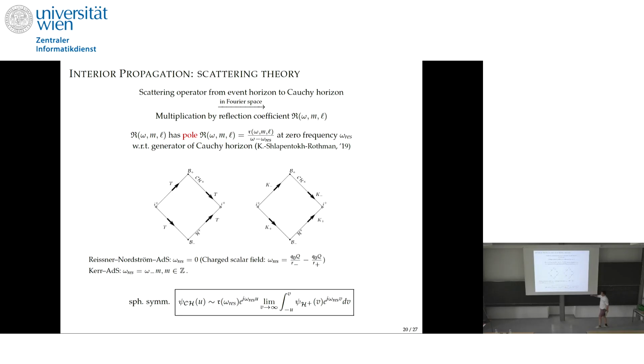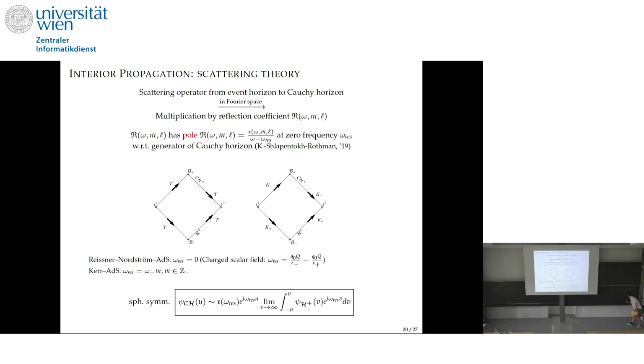Associated to incoming radiation, we can define certain scattering states, and the scattering on the interior then means that the scattering state associated to the event horizon, which I denote R_H^R, we could write it as exact, of course, because this is a second order ODE, as a transmission coefficient, which depends on A of omega, M, and L of the scattering state associated to the left Cauchy horizon. So how much energy gets transmitted through to the left, and how much energy gets reflected to the right.